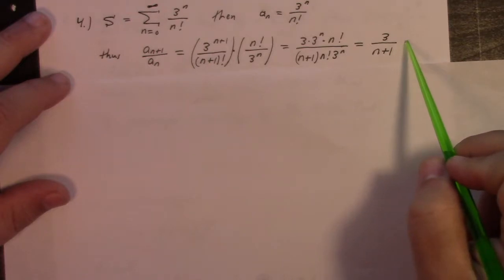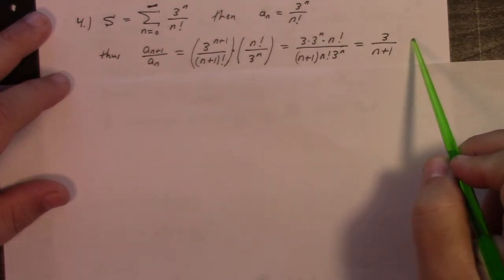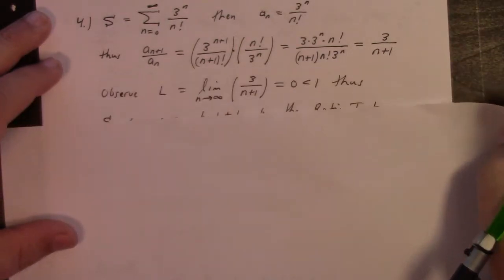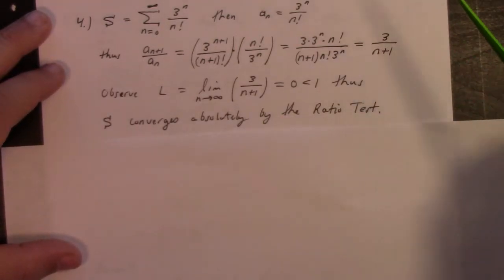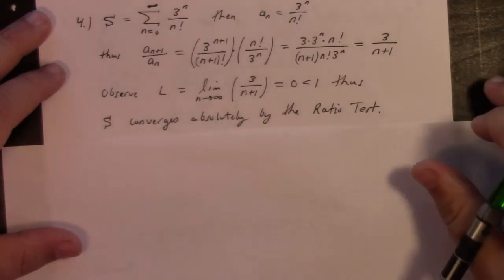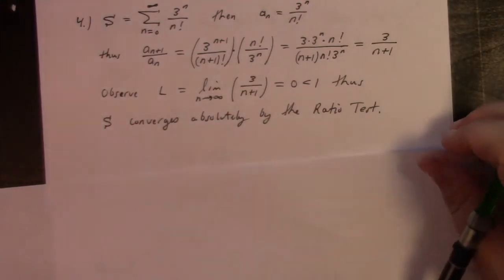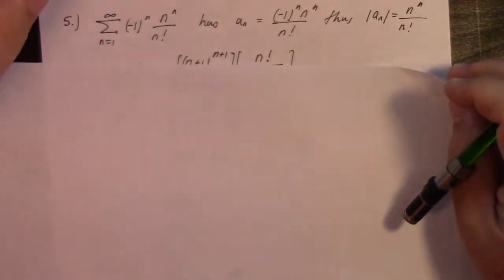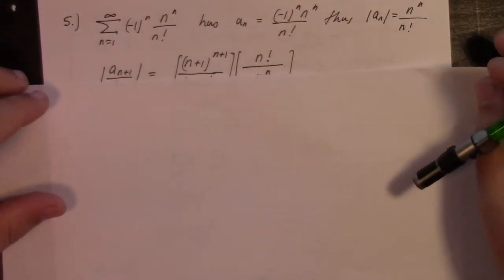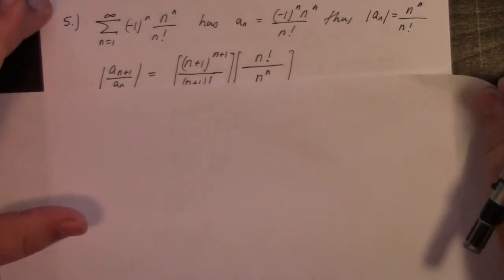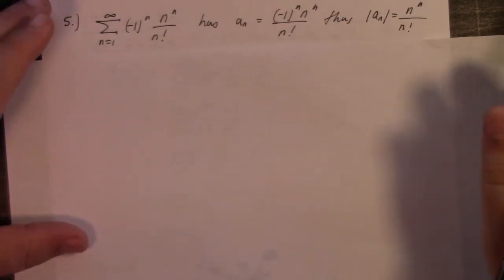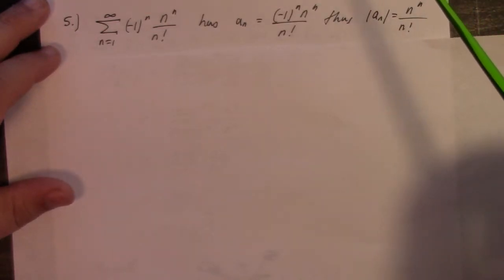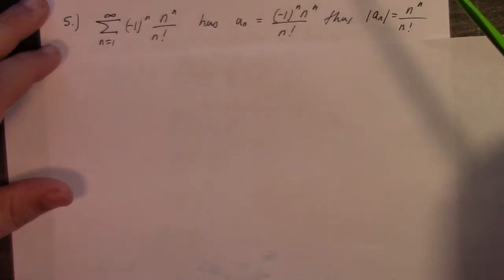Now, as n goes to infinity, that goes to 0, which of course is less than 1, right? Thus, S converges absolutely by the ratio test. Very nice. Oftentimes, the ratio test is a good option. When we get into the next part of the course about power series, the ratio test is the main event for most examples, or the geometric series. But anyway, I digress.